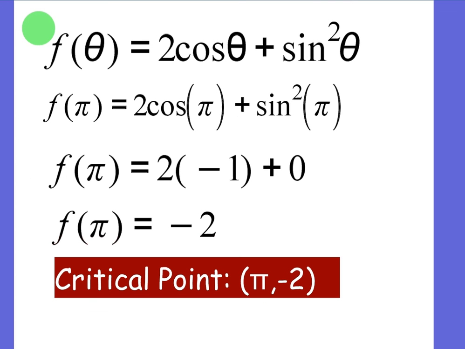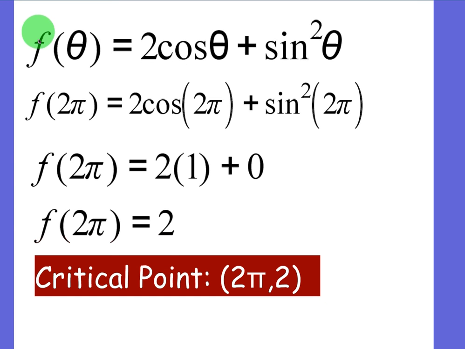Let's take a look. Yes, when I plug in pi, I go back to cosine of pi, which is negative 1. So my next critical point is pi comma negative 2. Again, this is always going to turn to 0. Lots of critical points. And finally, plug in 2 pi, I get 1 again. Final critical point is 2 pi comma 2.